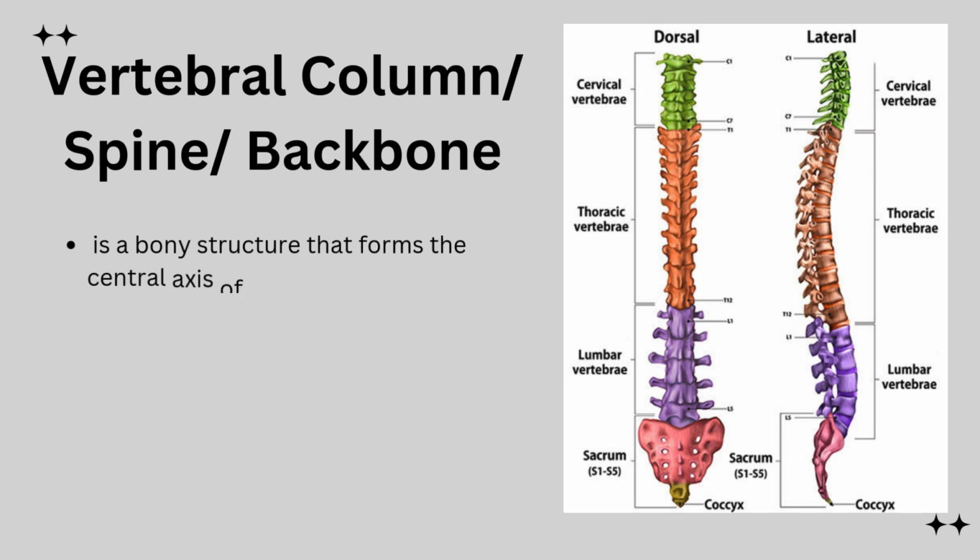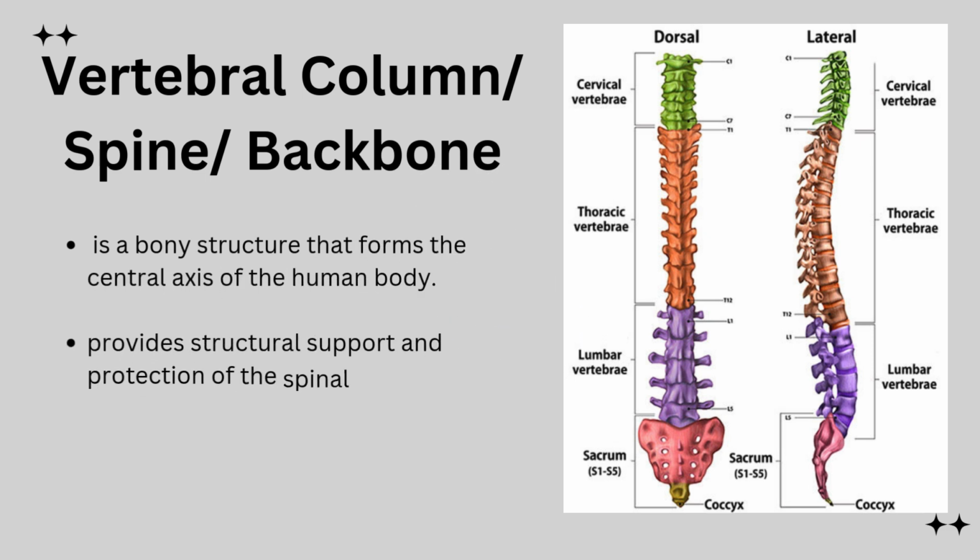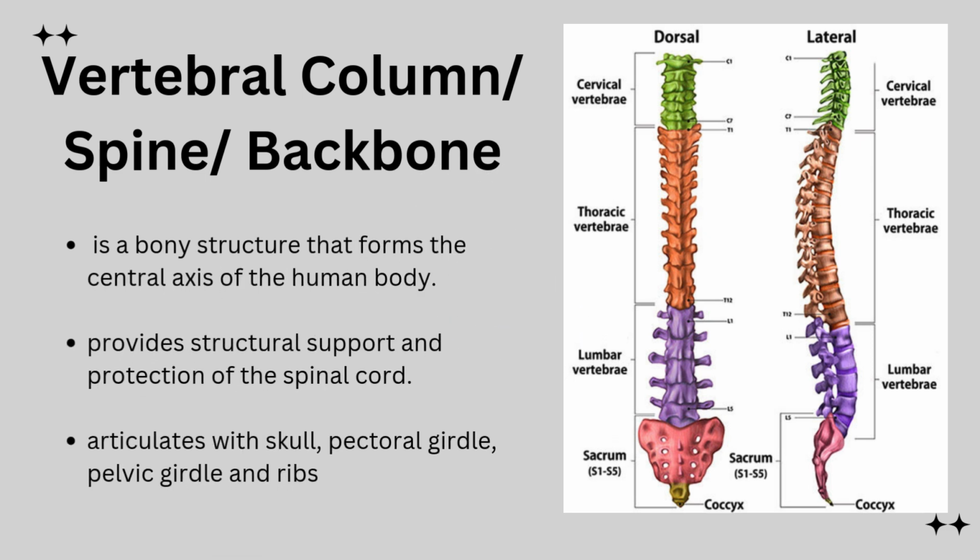The vertebral column, also known as spine or backbone, is a bony structure that forms the central axis of the human body. It provides crucial structural support and protects the spinal cord which runs through it. Additionally, the vertebral column articulates with the skull, the pectoral girdle, pelvic girdle, and the ribs, playing a vital role in maintaining posture, enabling movement, and supporting the body's weight.